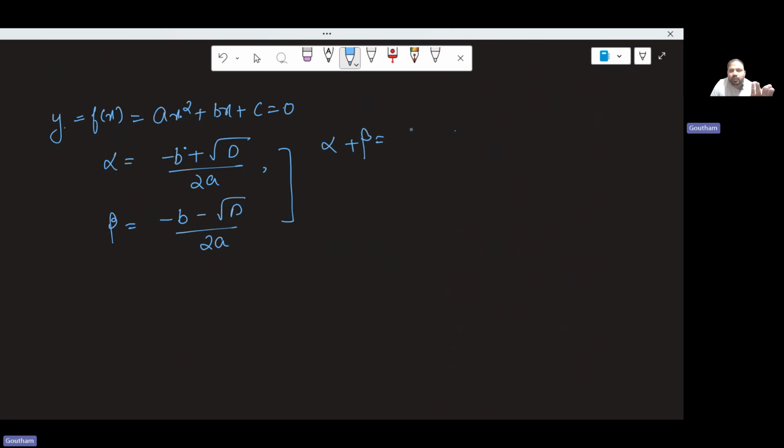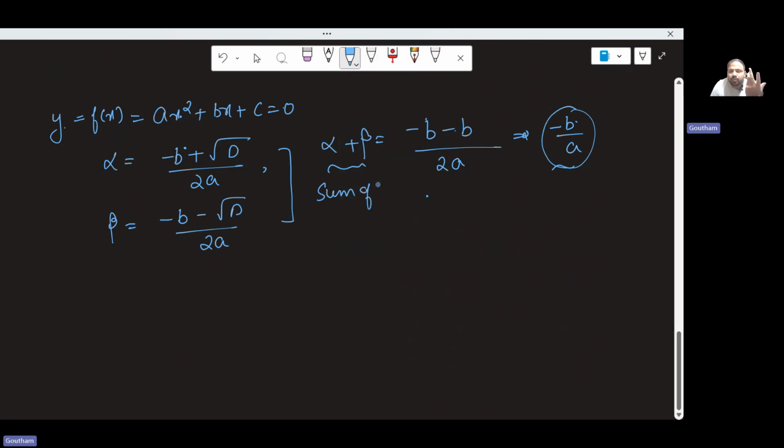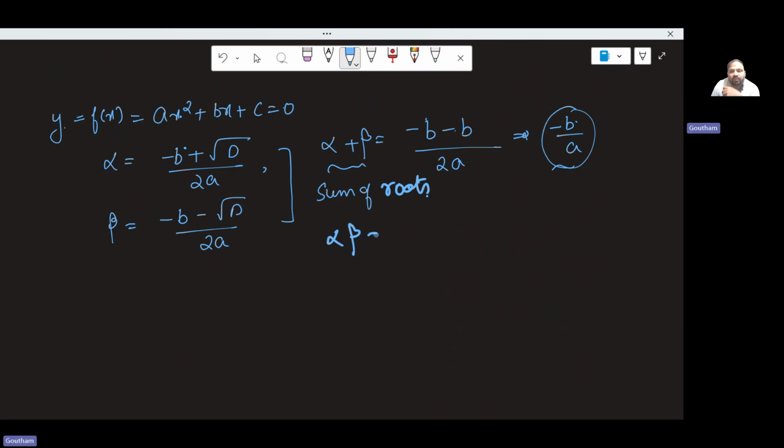alpha plus beta, because if you add, the denominator will be common, minus b, so it would be minus b by a. So this is the formula for the sum of roots of any quadratic equation. This is very familiar to most of the students. Similarly, you check the product of roots, gentlemen.